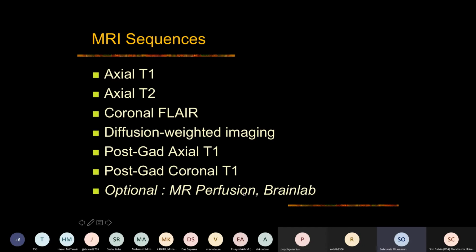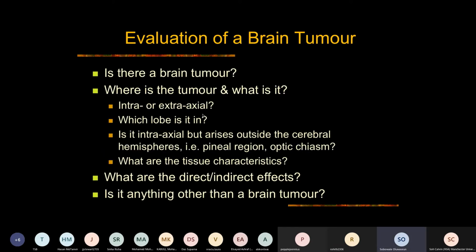So these are the sequences that we use. I do not use axial FLAIR as well, because it's exactly the same thing. It has the same abnormality that the FLAIR will show you just a little bit better. You're going to do a FLAIR in the coronal plane, the orthogonal plane. So how do you evaluate a brain tumor?